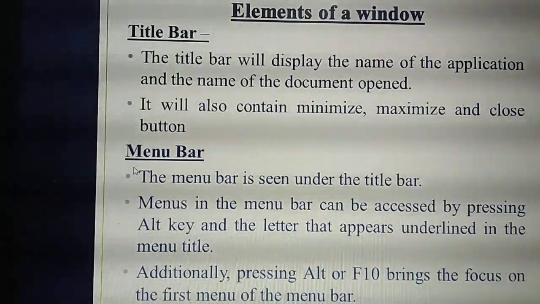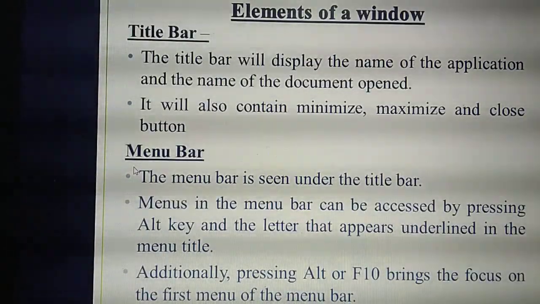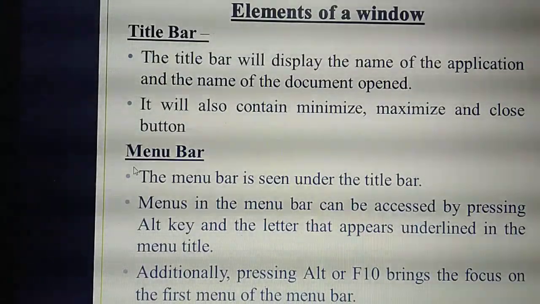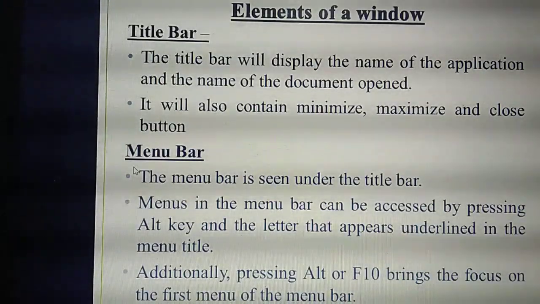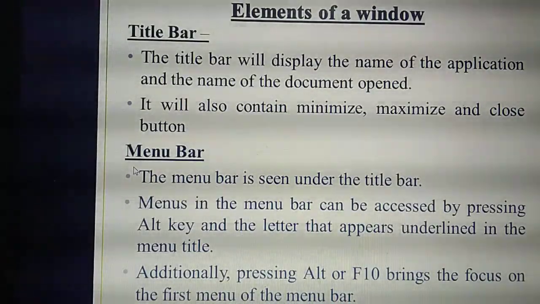So that you will study later. In menus, a lot of menus are there: file menu, edit menu, tools, window. Each and every menu has separate functions, and based on that we can use them. So how are you going to access those menus in the menu bar?